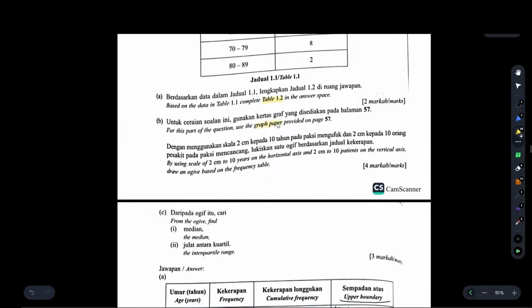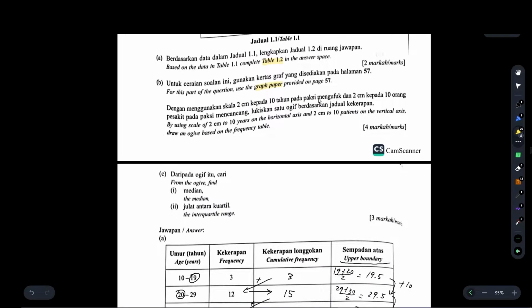Okay, let's see what is the next question. For this question B, we're gonna use a graph paper. By using the scale of 2 cm to 10 years on the horizontal axis and 2 cm to 10 patients on the vertical axis, we need to draw an ogive. So what is an ogive? An ogive is a freehand graph. What that means is that when you are drawing this graph, you're just using your hand and a pencil. So it goes something like this, like a sigmoid curve, you name it.